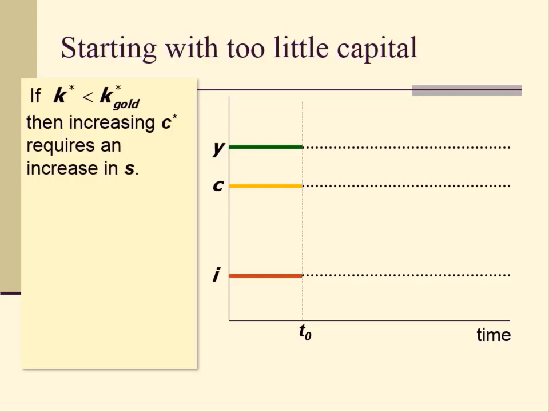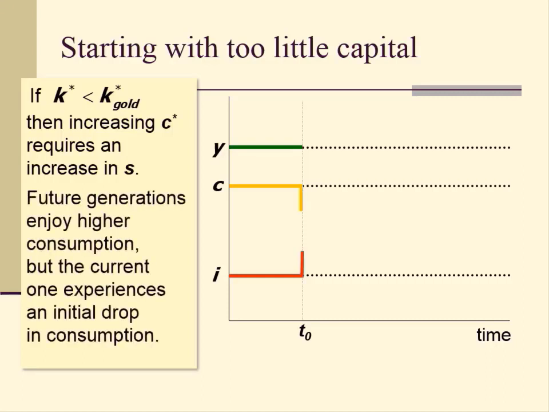But the increase in saving rate caused investment per worker to increase and consumption per worker to decrease, because consumption per worker equals (1 minus the saving rate) times output per worker. As the saving rate increases, consumption per worker decreases. The change in consumption per worker is exactly the opposite of the change in investment per worker, because output per worker equals C plus I, consumption per worker plus investment per worker, and Y has not changed initially. So the current generation experiences an initial drop in consumption.